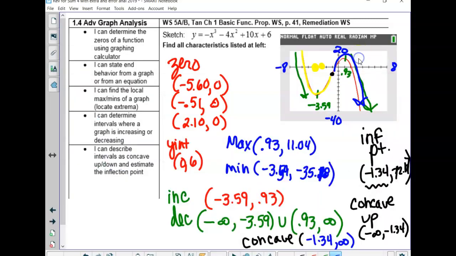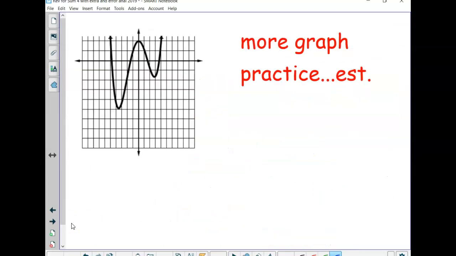Any questions about graph analysis? Is there one of those ideas that is a struggle for you? Is it the inflection point? Or the concavity? Or none of the above? Amello?